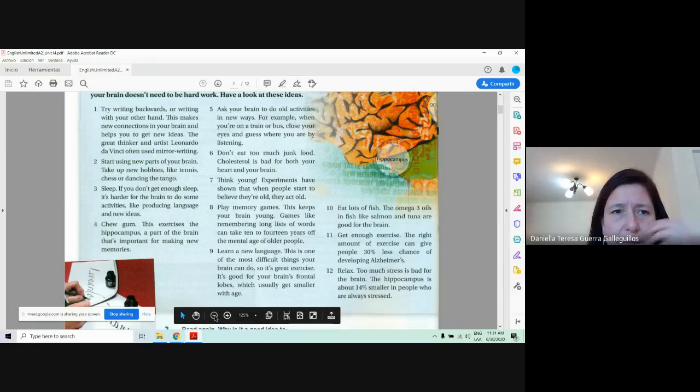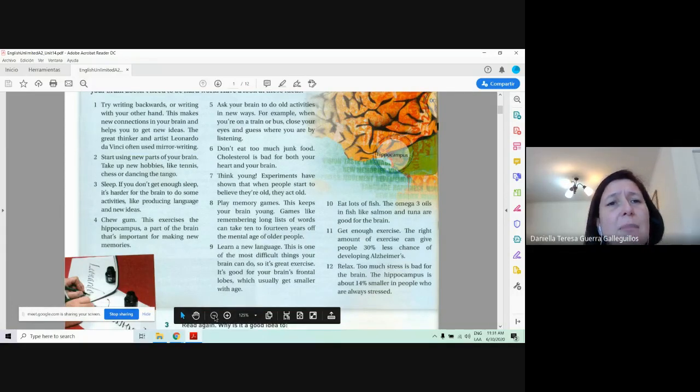Let's see some ideas. Try writing backwards or writing with your other hand. This makes new connections in your brain and helps you to get new ideas. The great thinker and artist Leonardo da Vinci often used mirror writing. So this is one of the techniques that people used to keep the brain exercised.